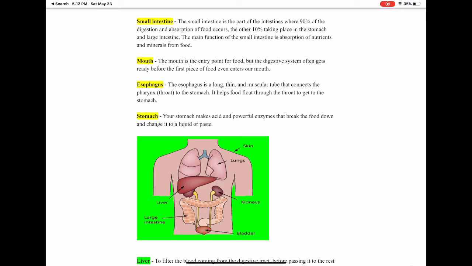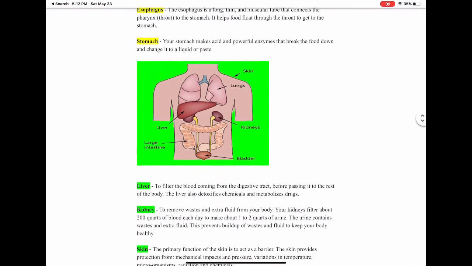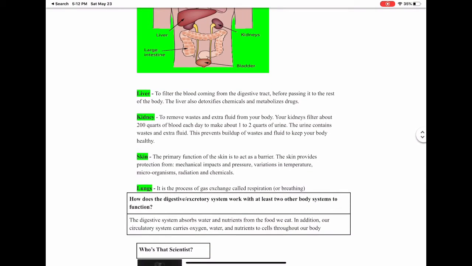So then moving on to the excretory system, the liver is used to filter the blood coming from the digestive tract before passing it to the rest of the body. The liver also detoxifies chemicals and metabolizes drugs. So the liver is pretty much used to carry in blood and let it stay there for a while, while the digestive system is doing what it does, before it's passed to the other parts of the body.